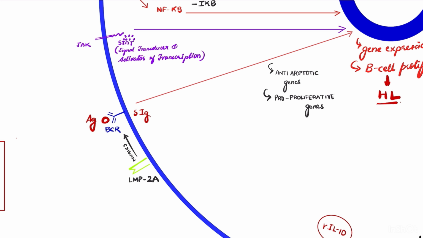Whereas in this tumorous B cell, LMP2A is expressed, which mimics this B cell receptor. Mimics means it will be active even without antigen binding. There's no need of antigen, it is constitutively active and it sends signals to the nucleus, causing the same anti-apoptotic genes and pro-proliferative genes. Since it is constantly active, it will cause uncontrolled B cell proliferation that will cause Hodgkin's lymphoma.